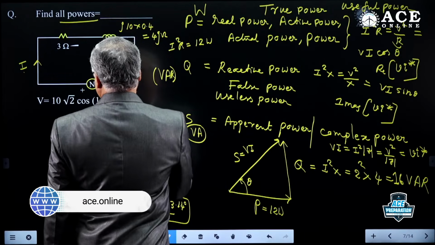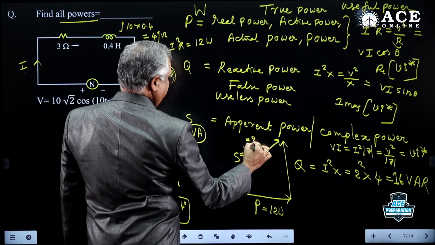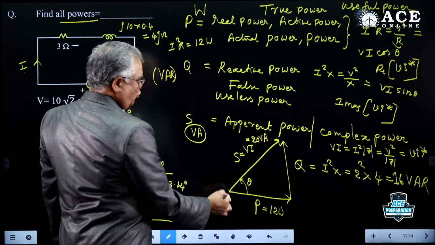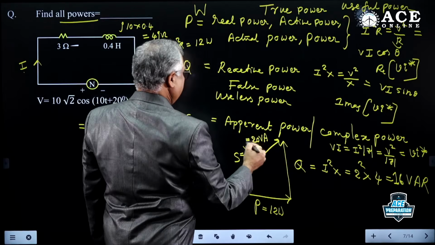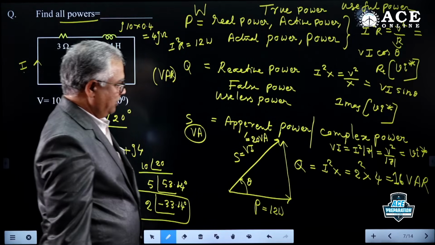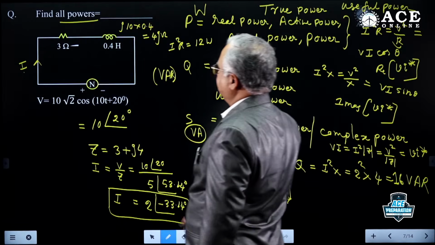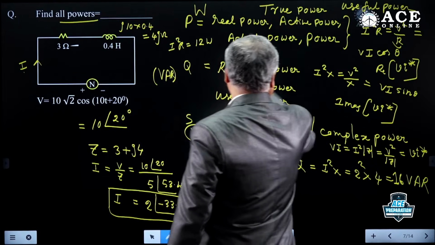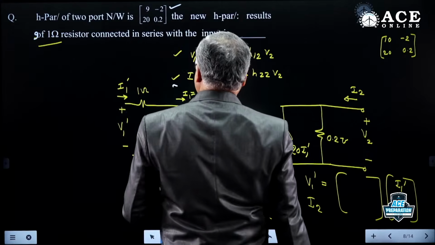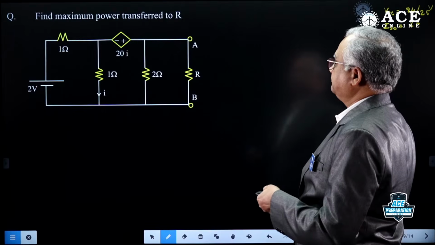VI: what is Vrms? 10. Irms 2. So we will get 20 VA. Square root of 12 square plus 16 square also you will get the same answer, 20. So like that power triangle or all powers can be calculated. This is one basic fundamental problem, but you all should know all these things. They ask the questions. Next question.